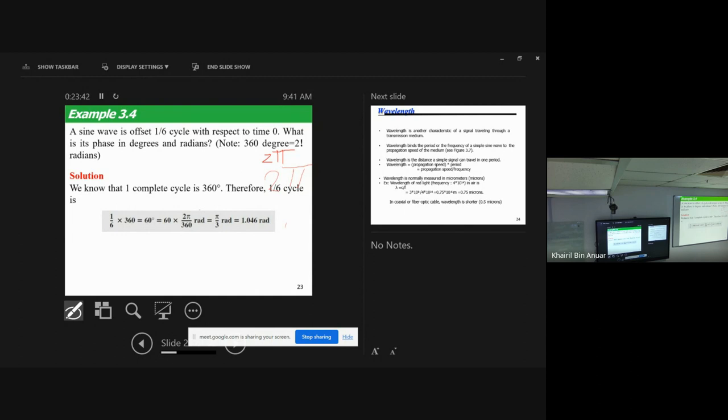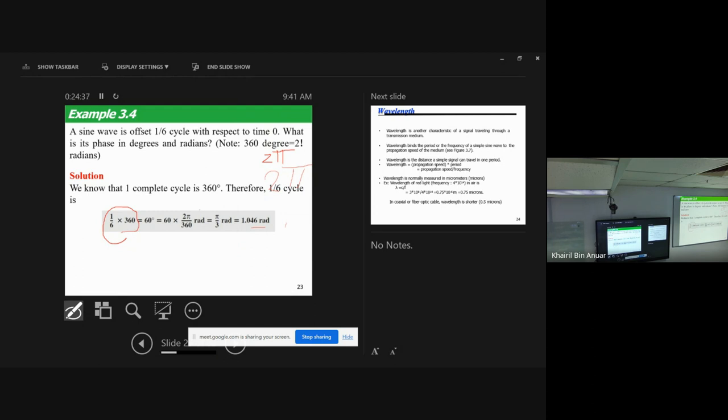So basically, if you don't know how to convert it, 1/6 of 360 is 60 degrees. Then you have to multiply by 2 pi over 360, because you want to know out of this 360 what the angle is in radians. Multiplying by 2 pi, you will have pi over 3 radians, so you can see that it's 1.046 radians.